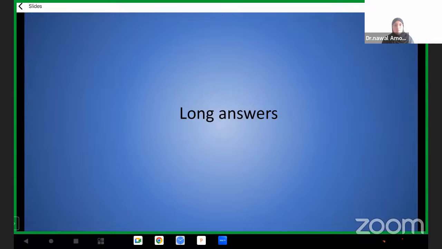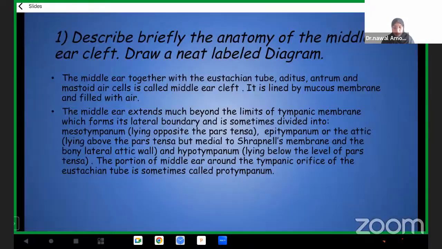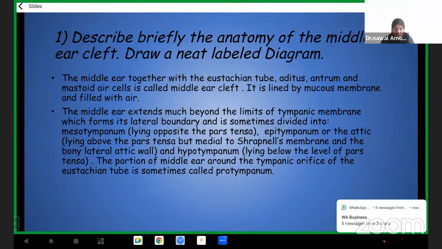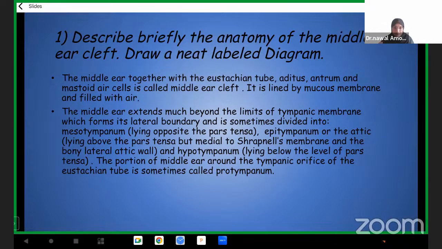So we'll start our class today. The first topic is the anatomy of the middle ear cleft, and the examiner will ask you to draw a neat labelled diagram as well. The middle ear together with the Eustachian tube. So we have an ear, and the entry towards the ear is called the Eustachian tube. The Eustachian tube and middle ear, along with aditus, antrum and mastoid air cells, is called the middle ear cleft. It is lined by mucous membrane and filled with air. Remember this.